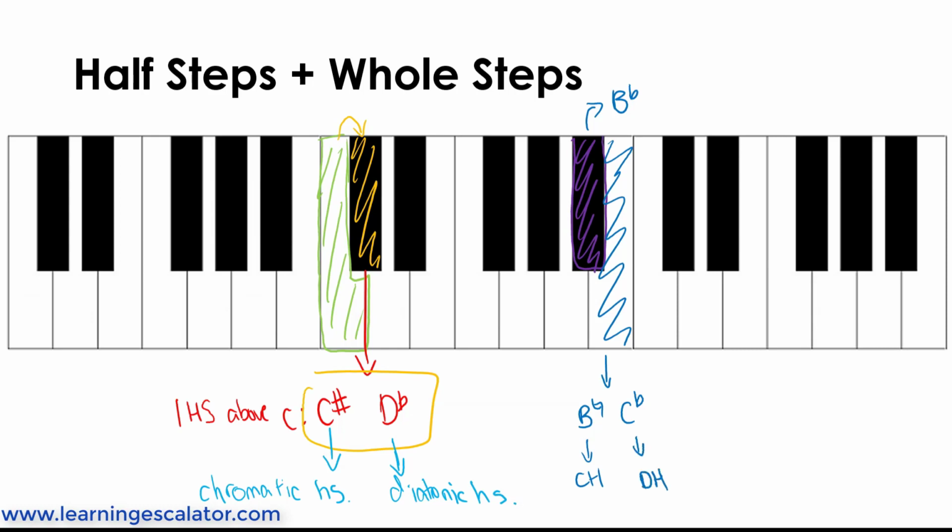Now a whole step is two half steps. So a whole step above C would be two half steps above C, which would be this, which is D. And a whole step above B flat would be two half steps, so 1, 2, so it would be this note, which is C. A whole step is equal to two half steps.